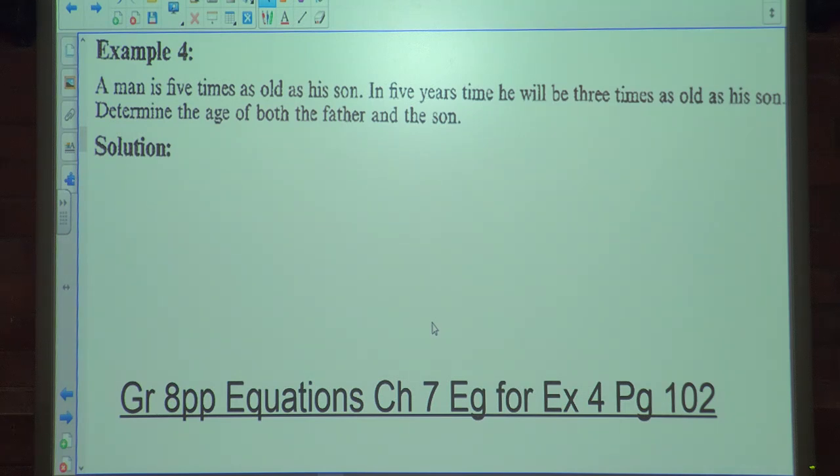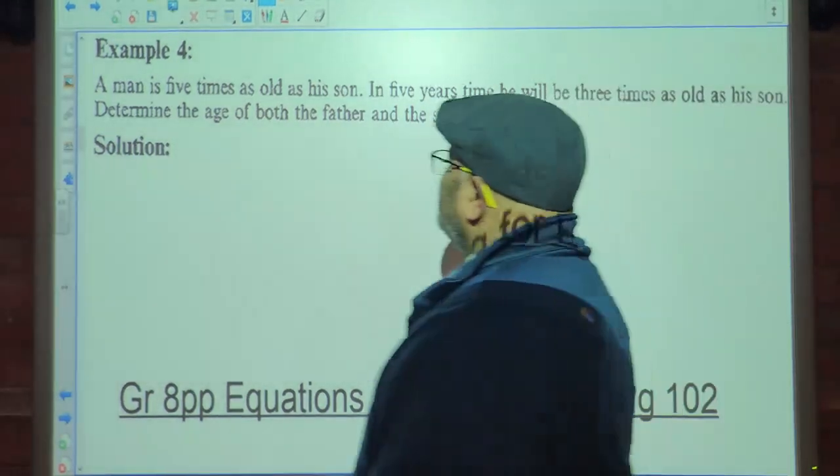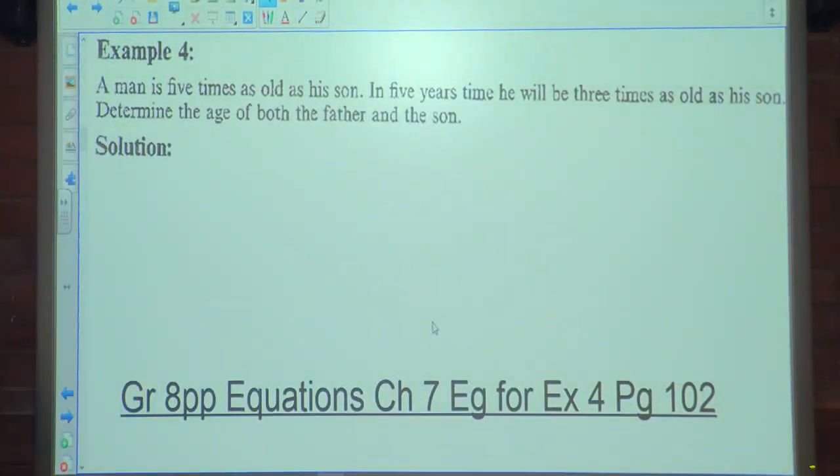Good morning, class. Alright, so example 4, these are the sums that you guys have written down yesterday. Go to example 4. And I'll put this answer. Okay. We are told that the man is 5 times as old as his son.